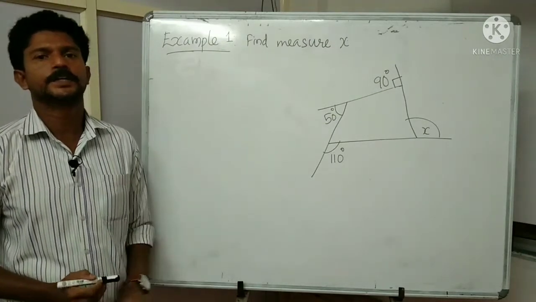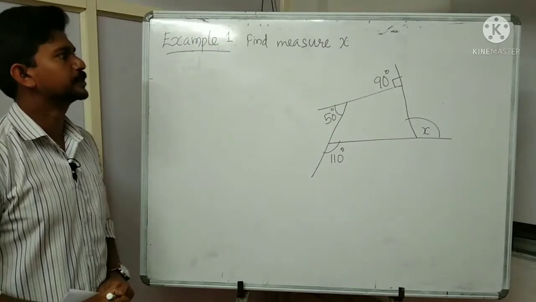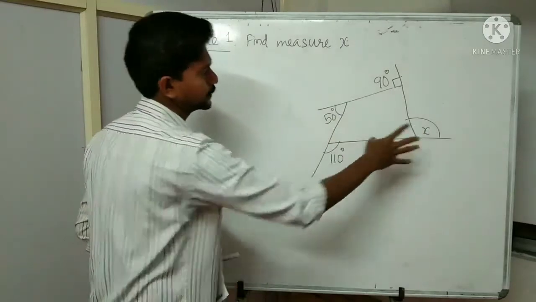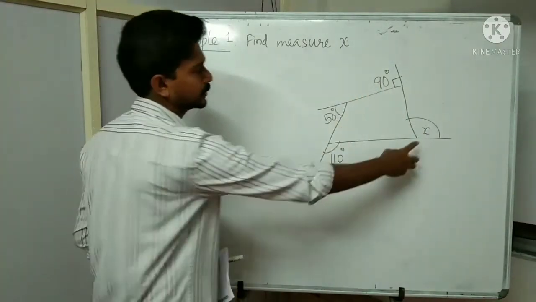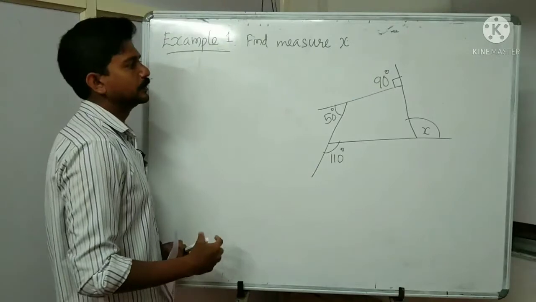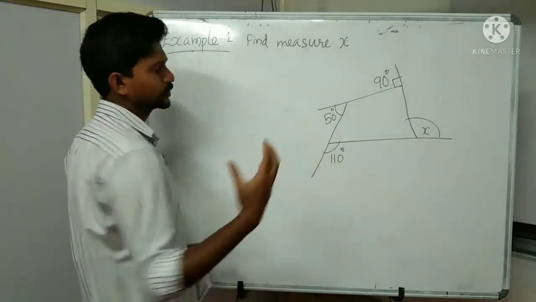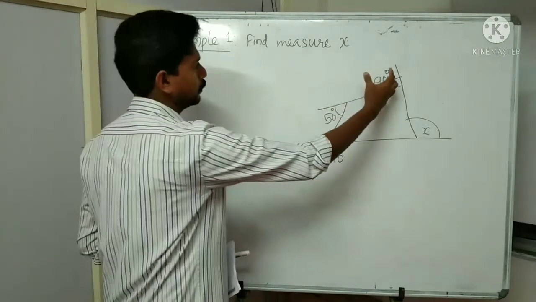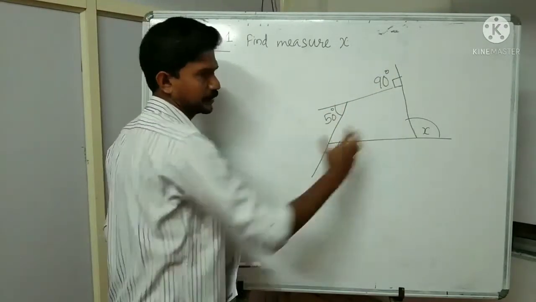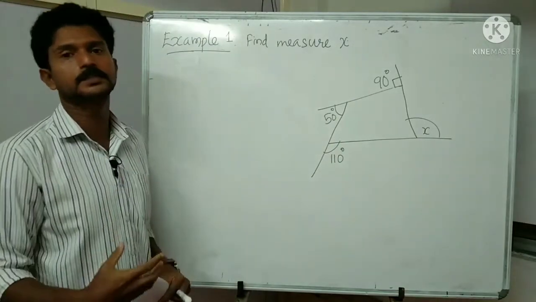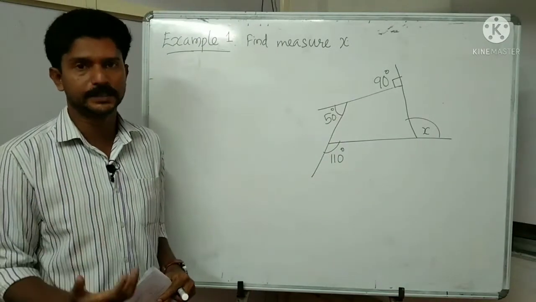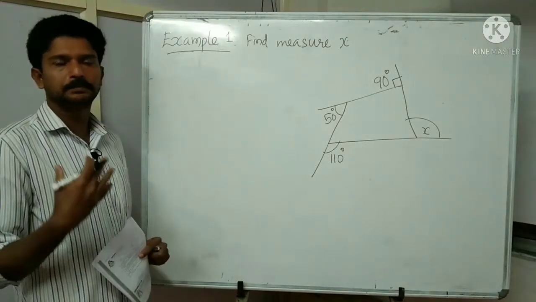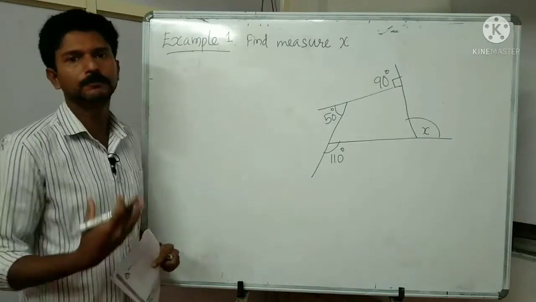So we are going to see example 1. Find the measure x from this figure. In this picture, x is nothing but an exterior angle. We just saw the exterior angle property. When we add all four exterior angles, we get the value 360. So we can use that property to find the value of x.